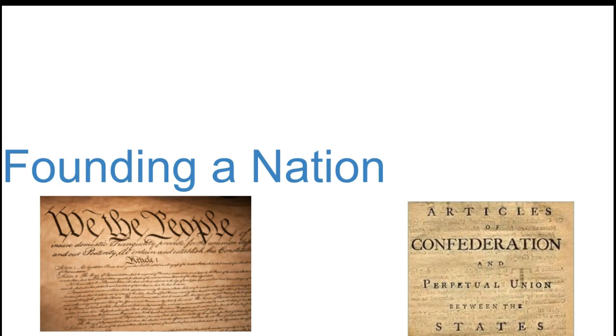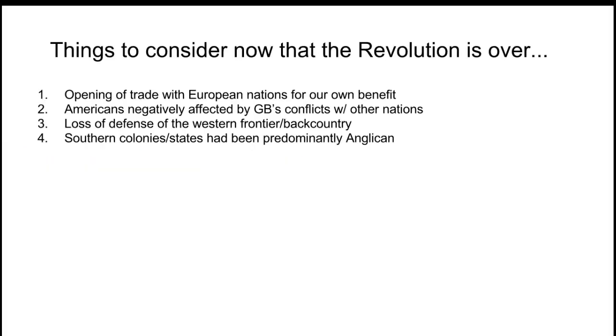So the question then becomes, how much power, who gets the power, those kinds of things. So we'll talk about those a little bit before we move on. You have to remember that now we could trade with European nations for our own benefit, make our own deals, not worry about what England had to say about it. Americans were negatively affected by Britain's conflicts with everybody else, and they were in conflict a lot.